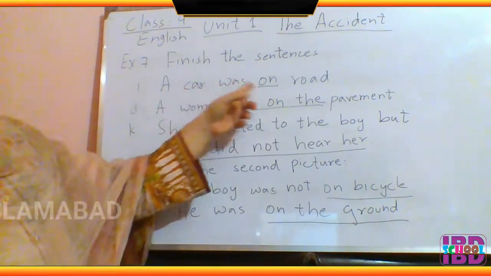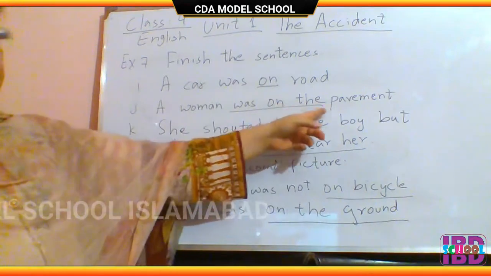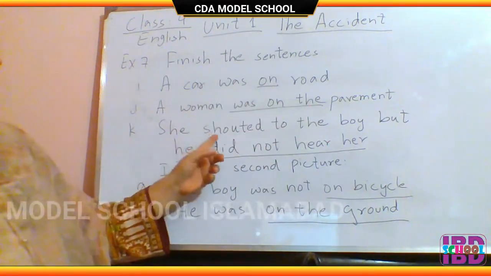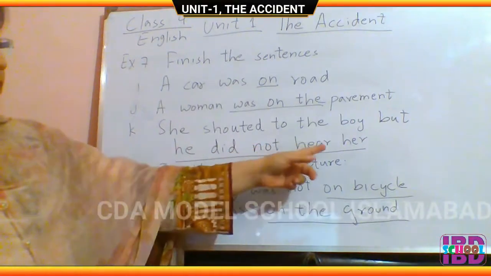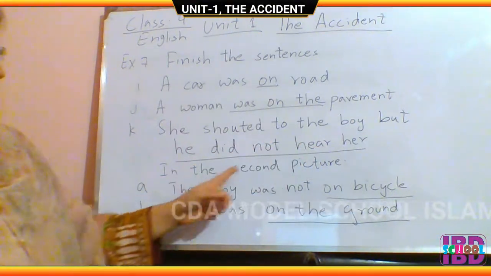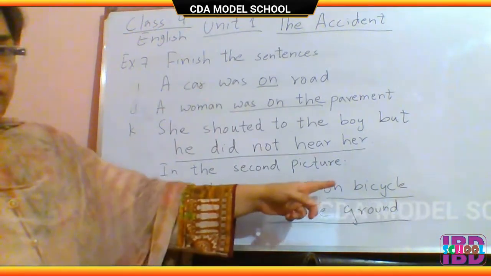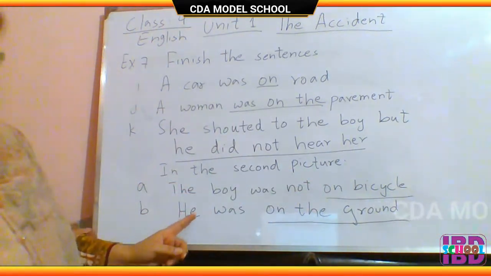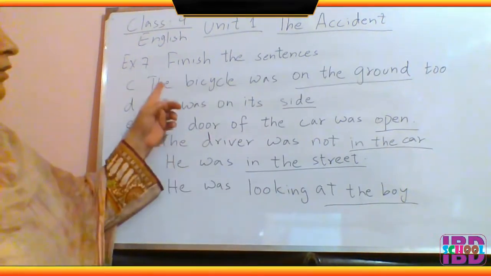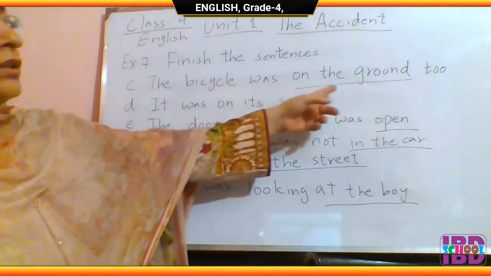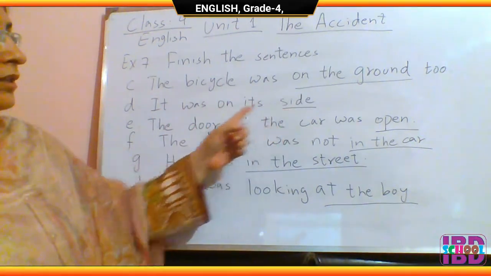A car was on road. A woman was on the pavement. She shouted to the boy, but he did not hear her. In the second picture, the boy was not on bicycle. He was on the ground. The bicycle was on the ground too. It was on its side.